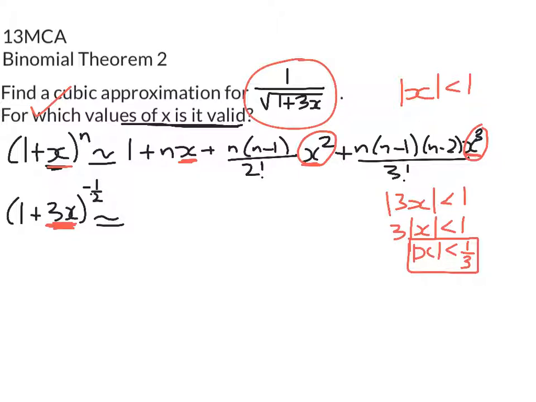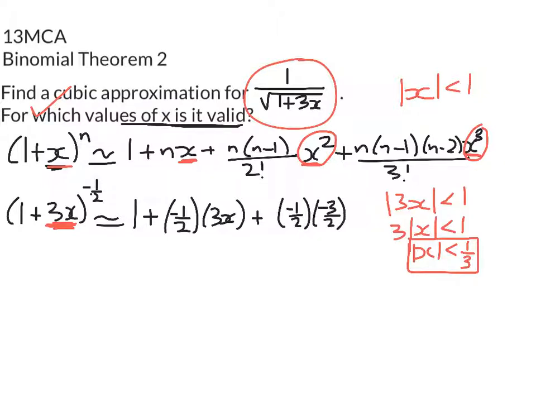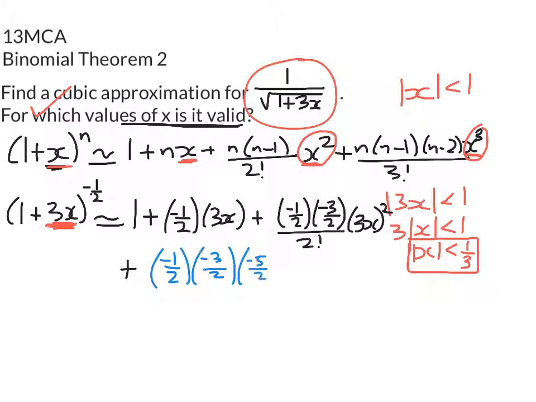So 1 plus 3x to the negative half is roughly 1, plus negative a half times 3x. That's the first bit. Plus negative half times negative 3 over 2 over 2 factorial times 3x all squared. And the last term is going to be this. I'm going to have negative a half times negative 3 over 2 times negative 5 over 2 times my 3x cubed, and that's going to be over 3 factorial.